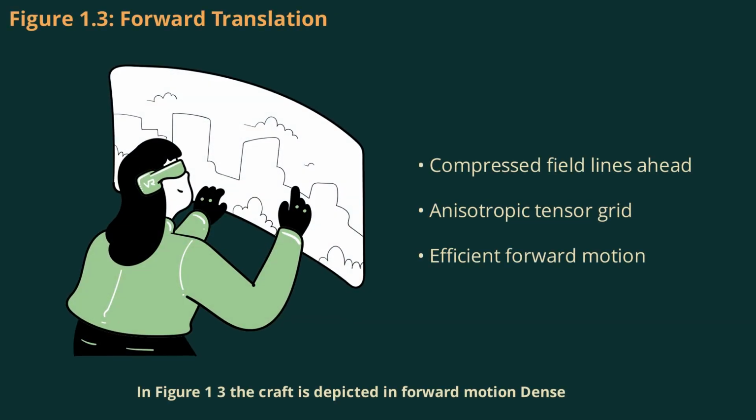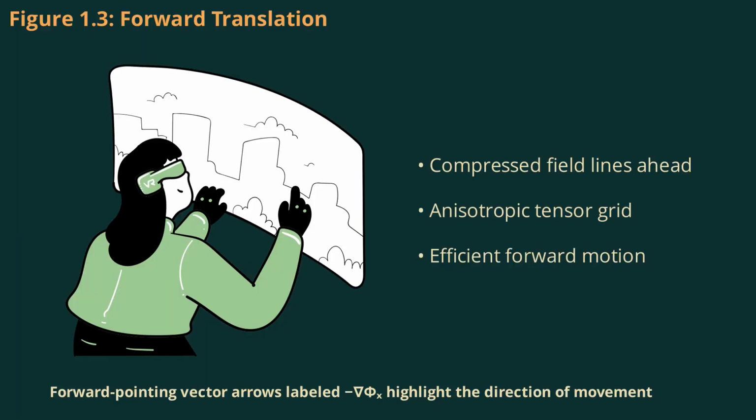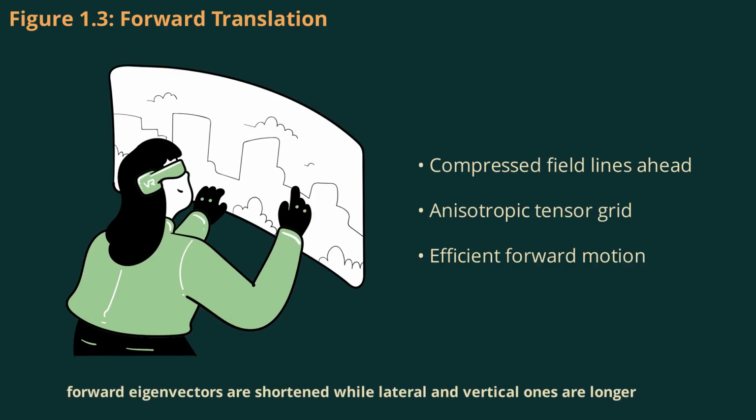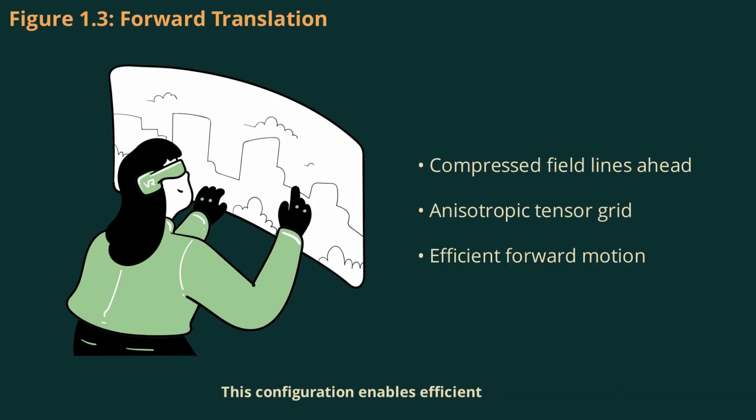Figure 1.3, the craft is depicted in forward motion. Dense, compressed field lines appear ahead of the craft, while elongated lines trail behind. Forward-pointing vector arrows labeled -∇φ_x highlight the direction of movement. Inside, the inertial tensor grid is anisotropic. Forward eigenvectors are shortened, while lateral and vertical ones are longer. This configuration enables efficient forward acceleration with minimal resistance.